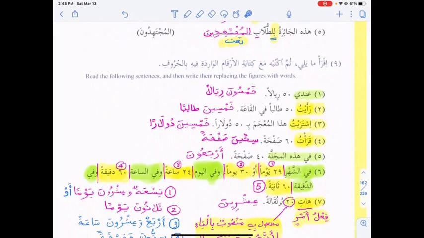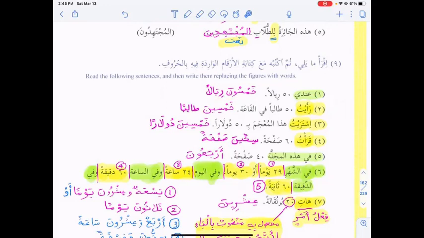Now, read the following sentences and then write them, replacing the figures with words. Okay, I put a green color. Why did I put a green color? Because this is Jumla Ismiya. I have 50 riyals. What will you say? Khamsuna, mubtada. This is your khabar, mubtada, and this is your tamiz.